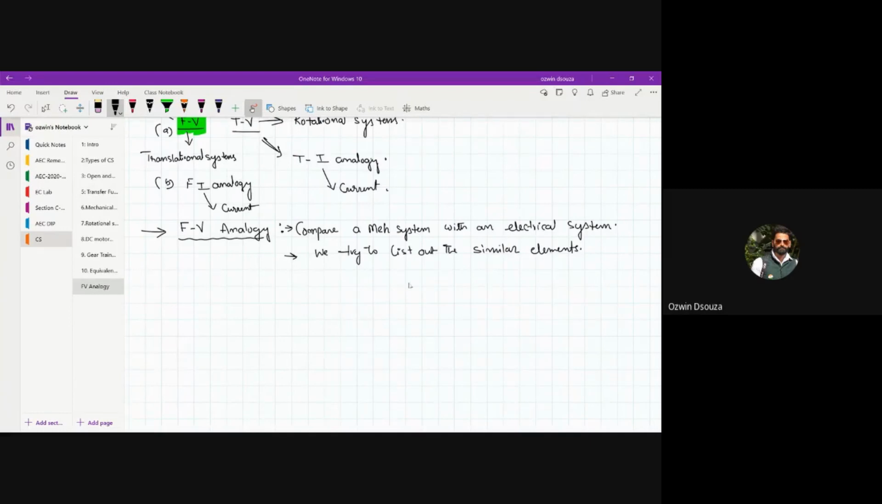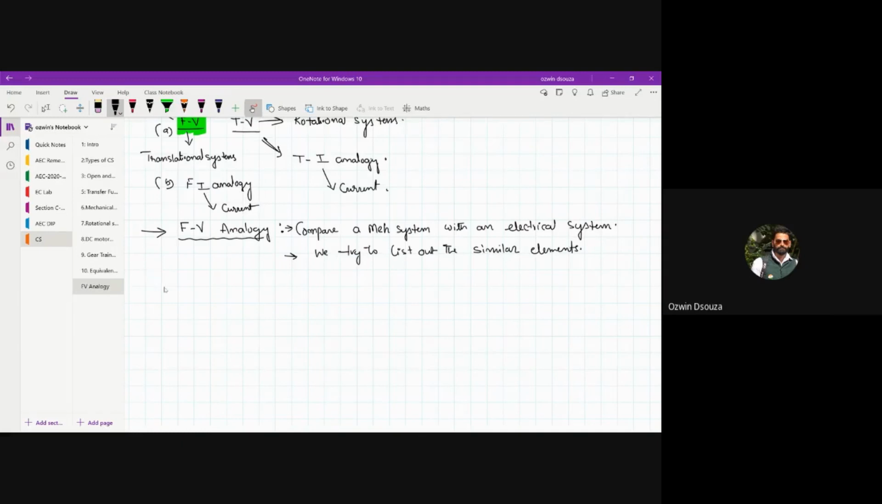In an electrical system, if you consider the KVL way, you will have voltage as the forcing function, and then resistors, inductors, and capacitors. On the other hand, if you consider KCL-based systems, your forcing function is going to be a current source, and then you have the passive elements: resistors, inductors, and capacitors. So basically, we are trying to find the similar components from electrical systems and their respective counterparts in the mechanical system.